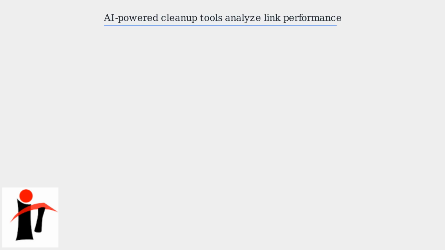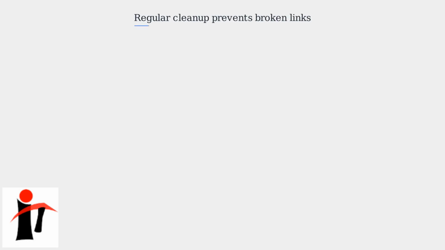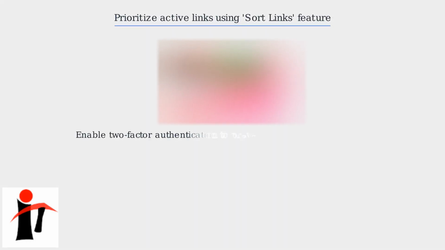Linktree now offers AI-powered cleanup tools that analyze link performance and suggest deletions for low-performing items, saving you time. Regular cleanup helps prevent broken links and improves user experience. Prioritize active links using the Sort Links feature.